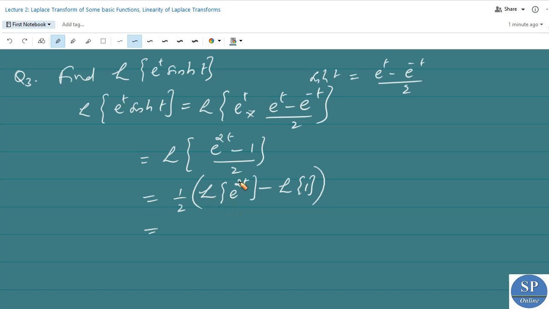So we know how to find the Laplace transform of e^(2t). We know the Laplace transform of e^(2t) is 1/(s minus 2), and the Laplace transform of 1 is 1/s. So this is the required Laplace transform.